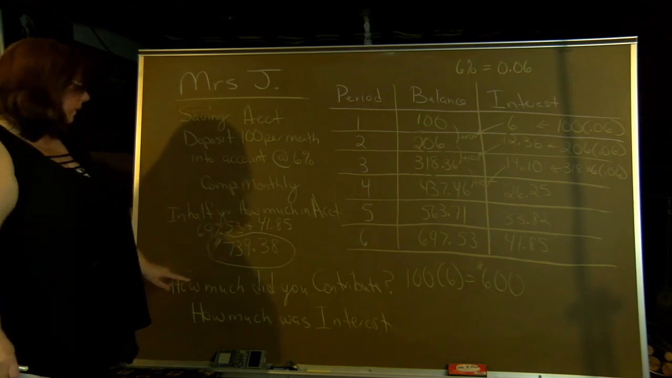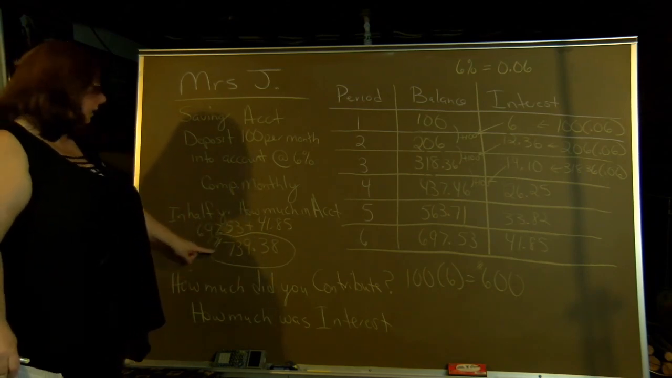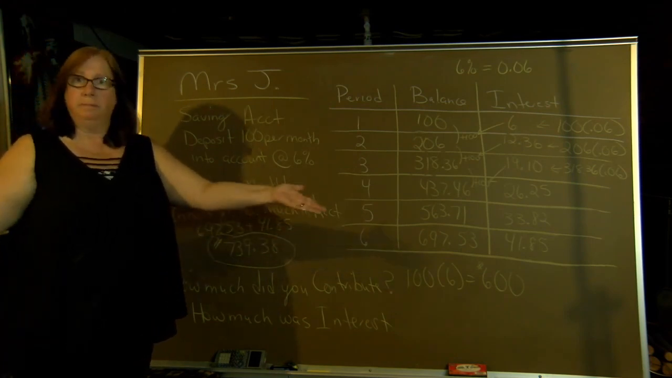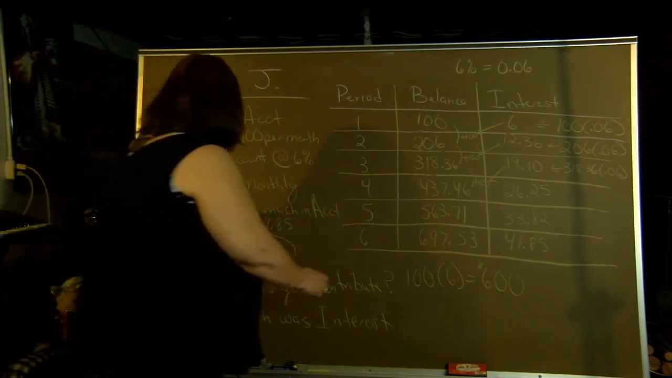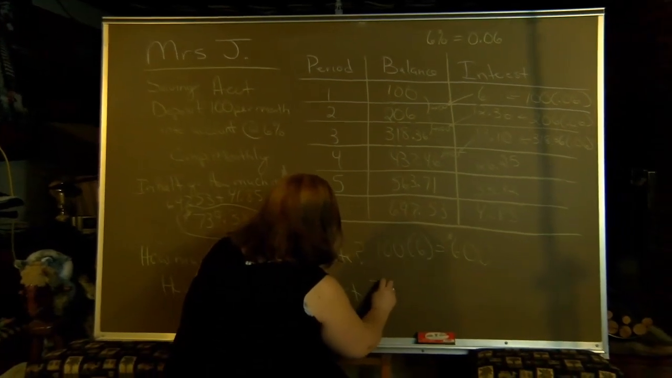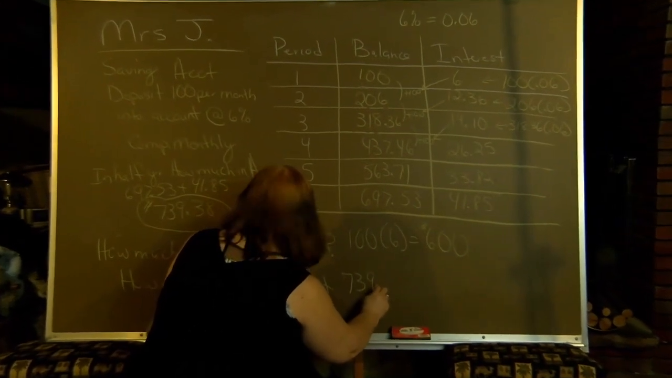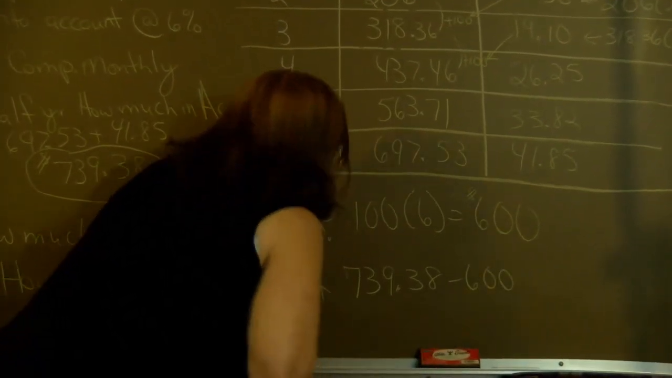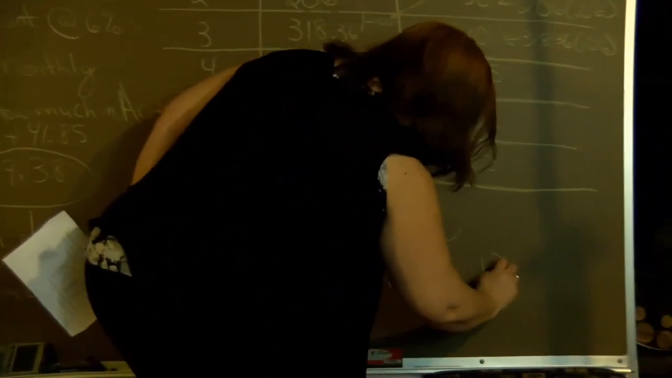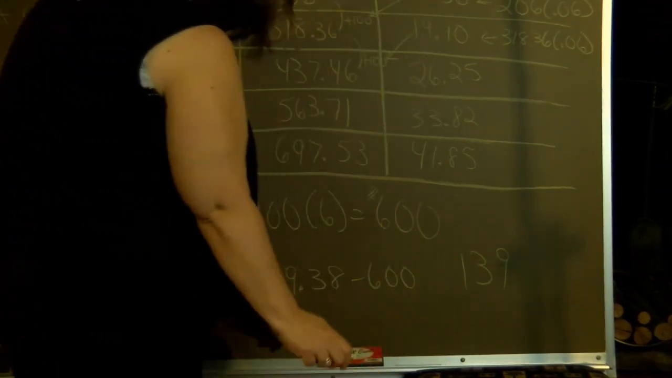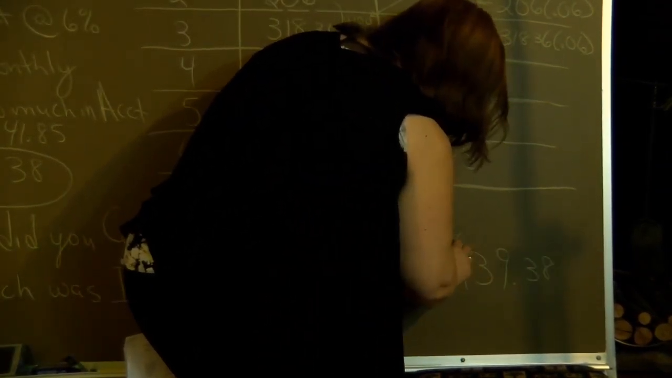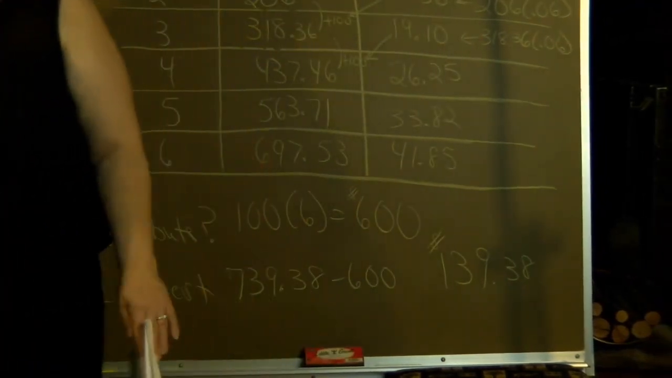So to find your interest, you just take the total amount in the account, subtract what you put into it, and there's your interest. So we take our 739 and subtract the 600, which means $139.38 was our interest.